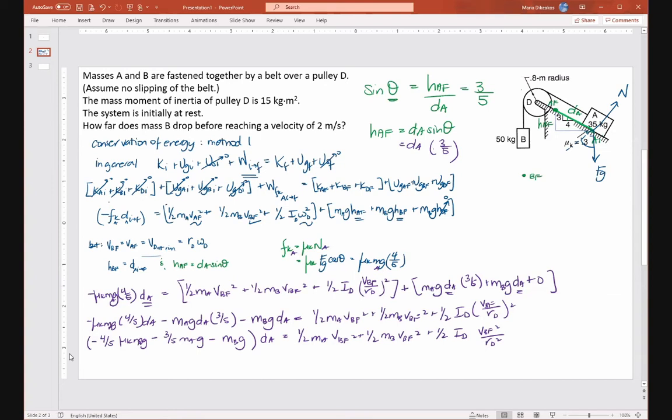Guys, plug in your numbers. After plugging everything in, if I did it correctly, I think dA should equal negative 0.64. Negative 0.64. So I'm assuming that means it's going down.